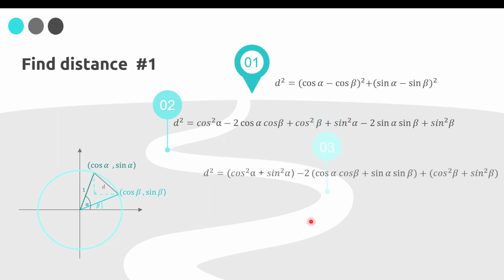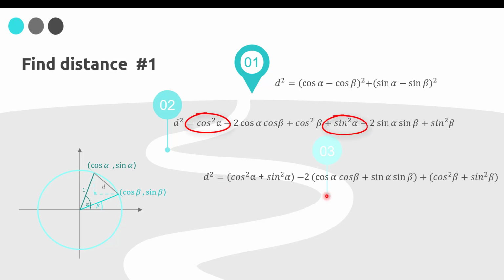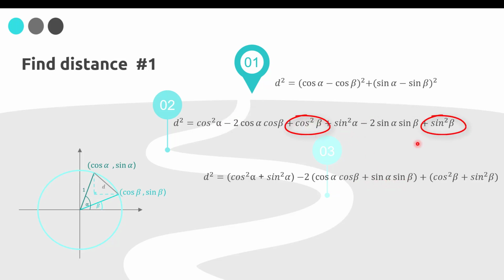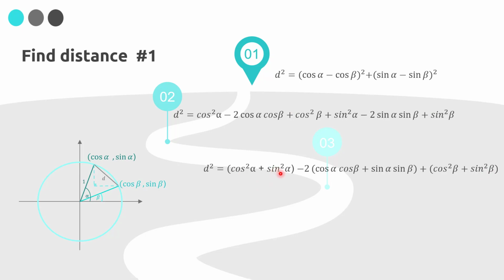So, now for step 3, we will collect the square parts, cos squared alpha and sine squared alpha together. And then I take out minus 2 from both terms here. So we have minus 2 times (cos alpha cos beta plus sine alpha sine beta). And then for the cos squared beta and sine squared beta, we also put them together. Next, you remember what is cos squared plus sine squared from 10th grade? You have the identity formula, right? So this becomes 1, added with 1, so we have 2, yeah?